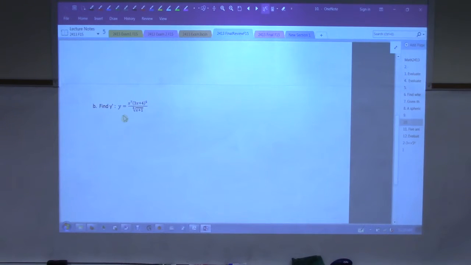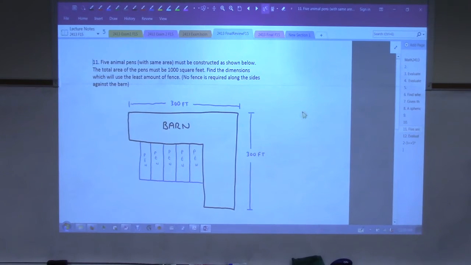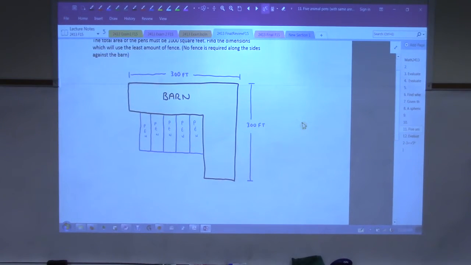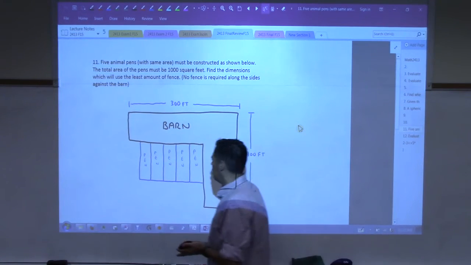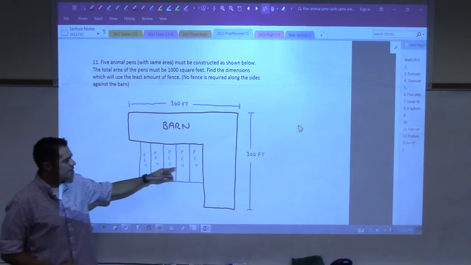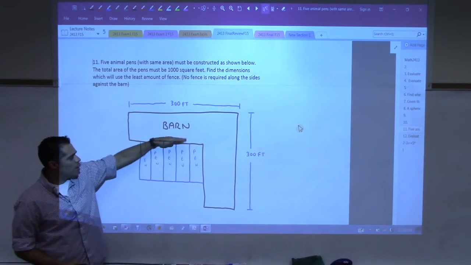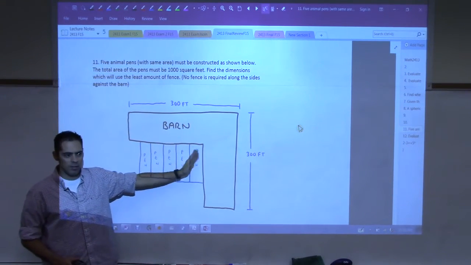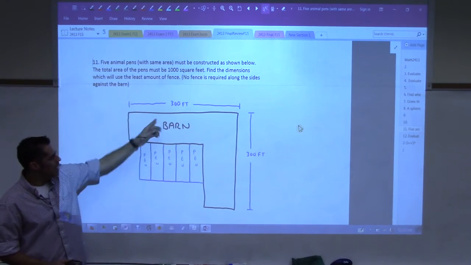It's better to take log on both sides here and then do the derivative. So this is now starting to look familiar, hopefully. That's kind of like the problem you just did, except there's some additional things here. You have these 5 identical pens that you're going to build, but you don't have to build fence along these edges because you're going to use the barn as the walls. So you really only have to build the stuff that's in blue. If you can tell, that's blue. It's blue and black.